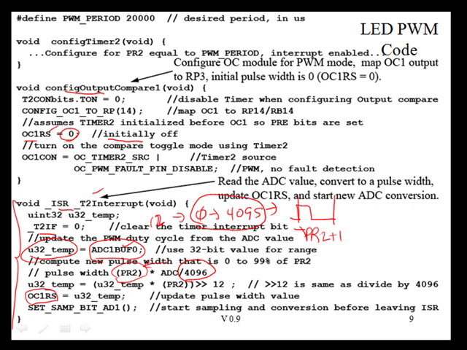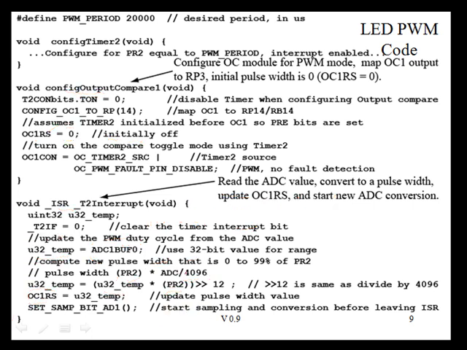When we do this computation, we're using a 32-bit value here for extra range. Instead of doing the division first, since this is integer, if we divide it by this, we'd always get 0. So we're going to multiply by PR2 first, and then divide by 4096.